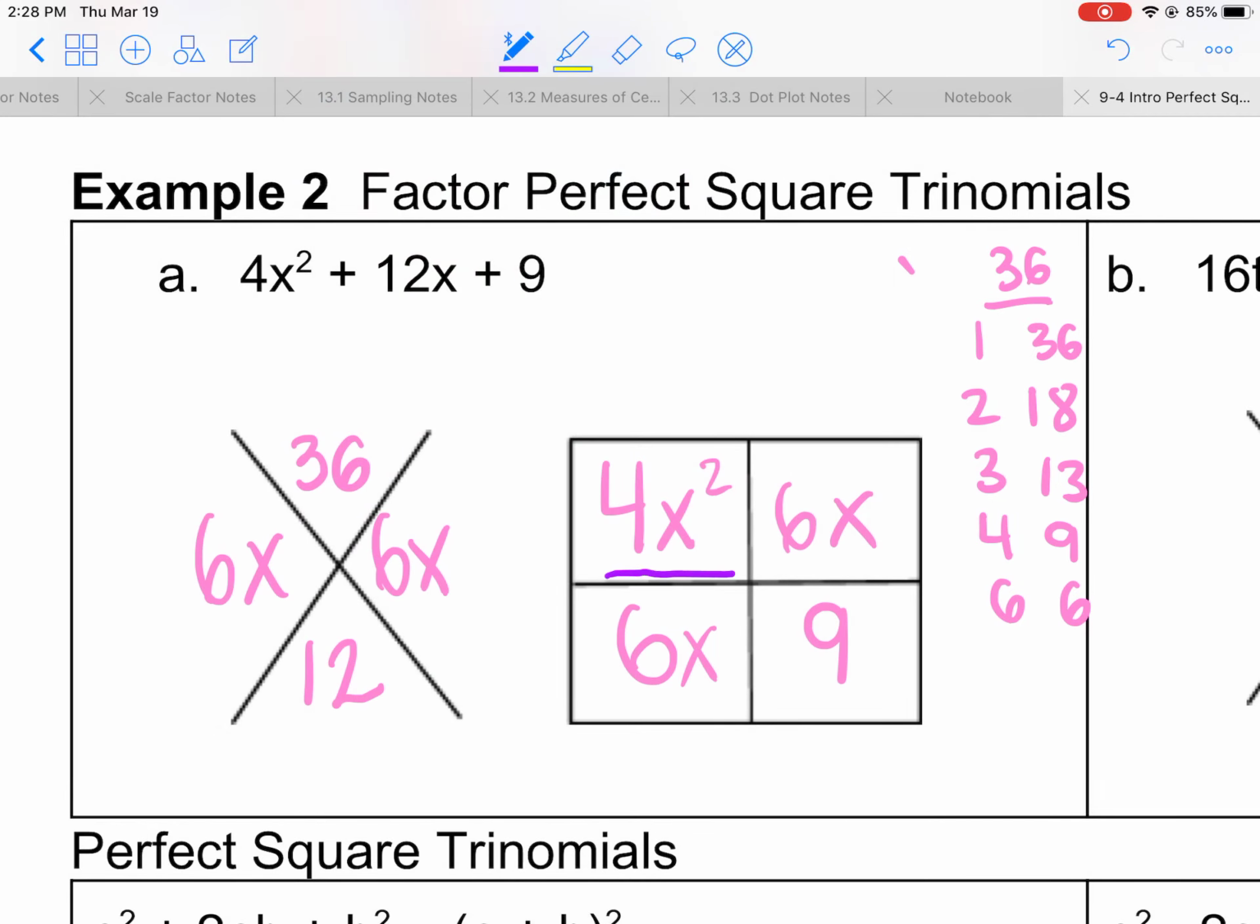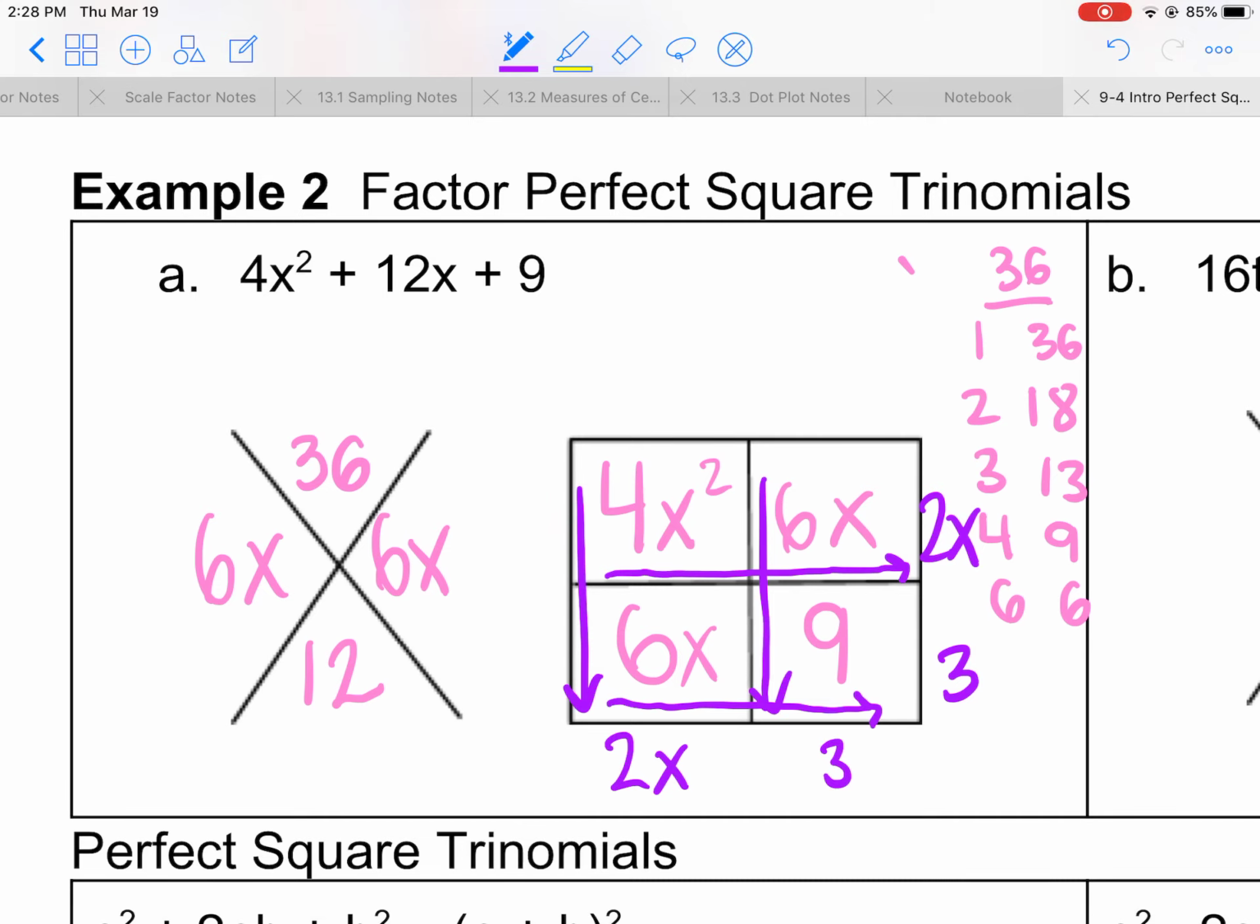I pull out my GCF. X appears in both, and so does a factor of 2. Here, I can only pull out a factor of 3. Here, I pull out the same 2x and the same factor of 3. And this perfect square trinomial factored ends up being 2x plus 3 squared. The interesting thing about these is you can multiply them out to make sure you have done it correctly. So that is very handy for checking your work.